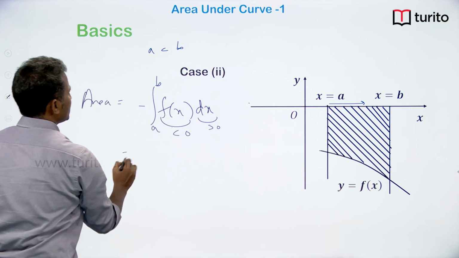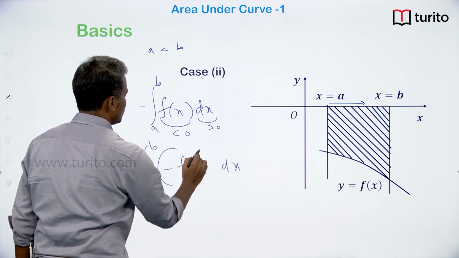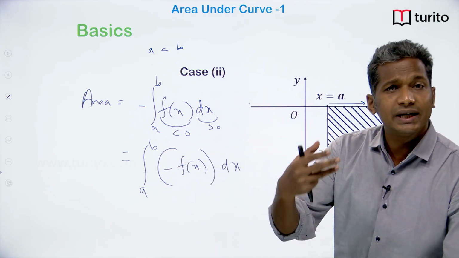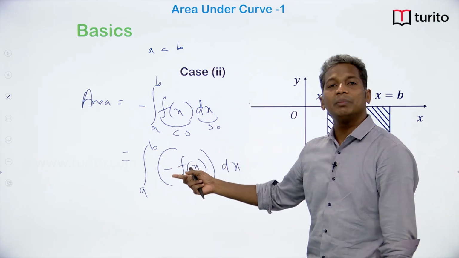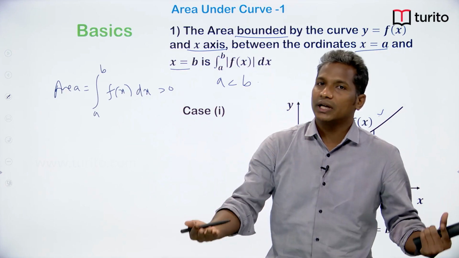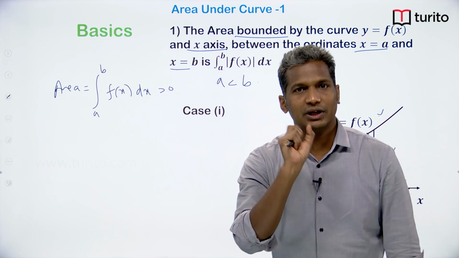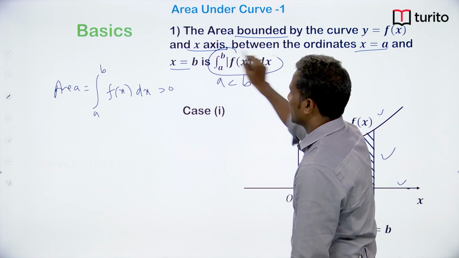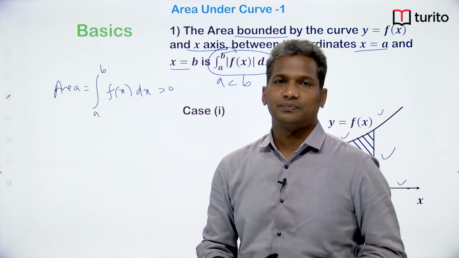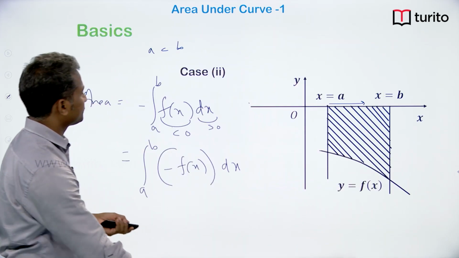So we can also write this as integral a to b of minus f of x dx. So in place of f of x, I have written minus f of x, because f of x is already a negative number, we made it positive by multiplying with a minus sign. Earlier, when it was already positive, we did not put any extra sign. So this means basically we are using the definition of modulus. That is why we say that integral a to b mod of f of x dx is going to give you the area.